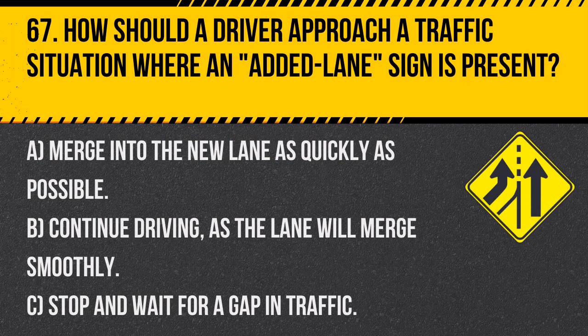Question 67. How should a driver approach a traffic situation where an added lane sign is present? A. Merge into the new lane as quickly as possible. B. Continue driving, as the lane will merge smoothly. C. Stop and wait for a gap in traffic. Answer: B. Continue driving, as the lane will merge smoothly. The added lane sign indicates that a new lane will appear, allowing for a smooth transition.